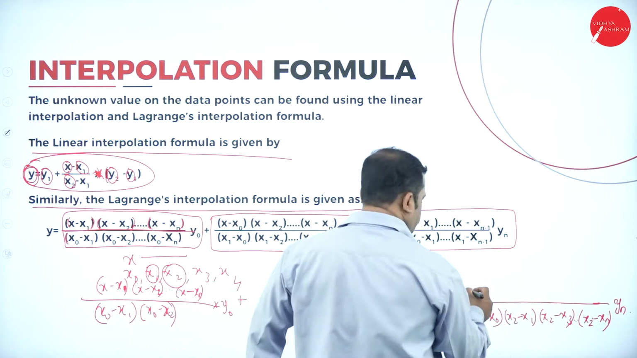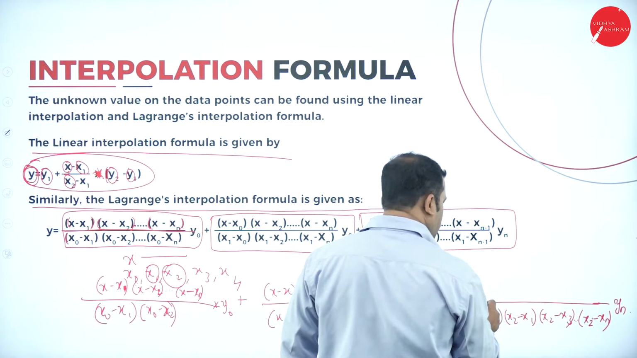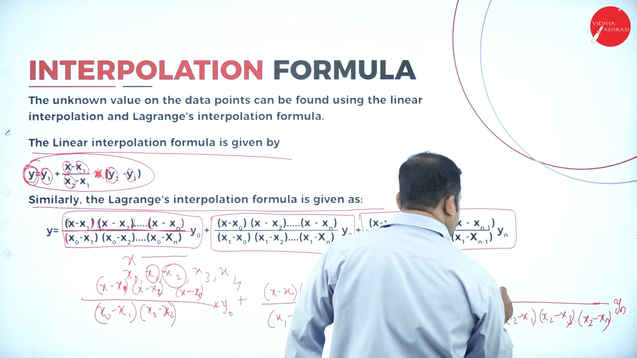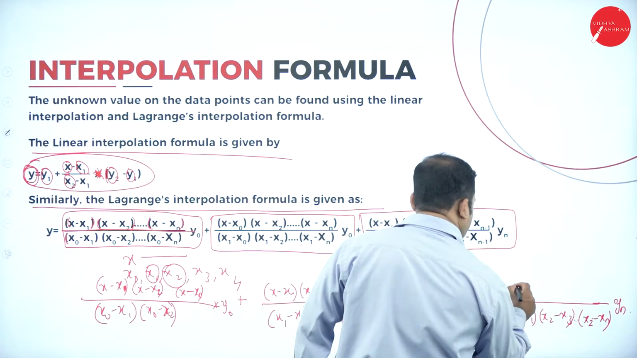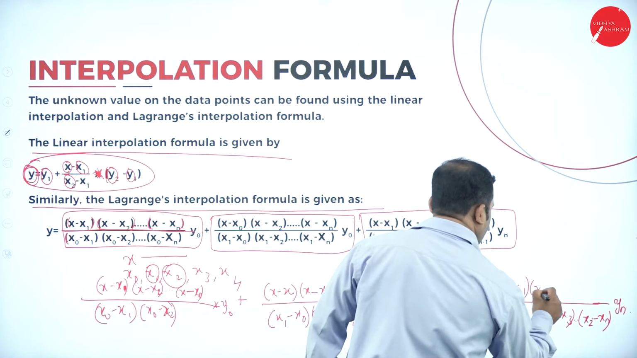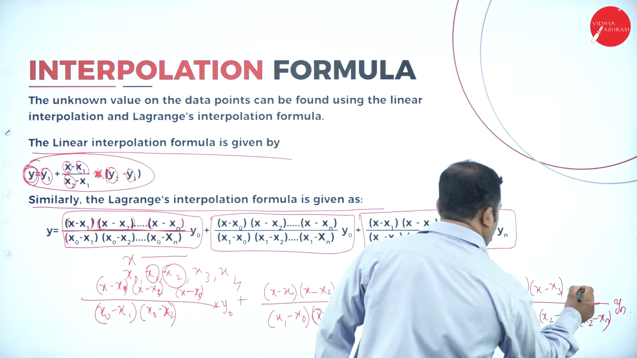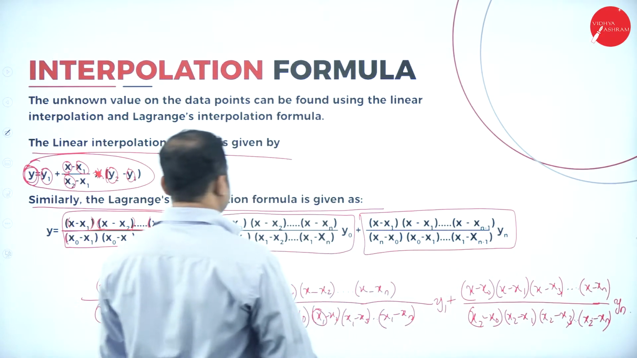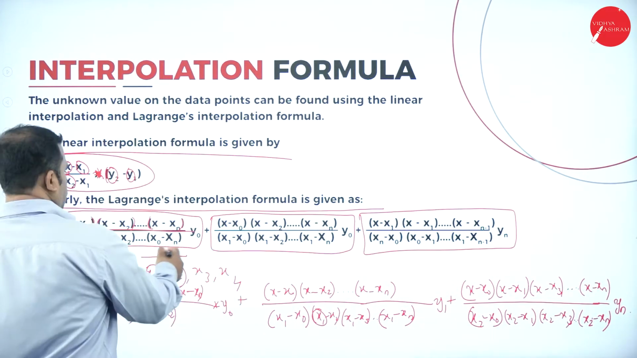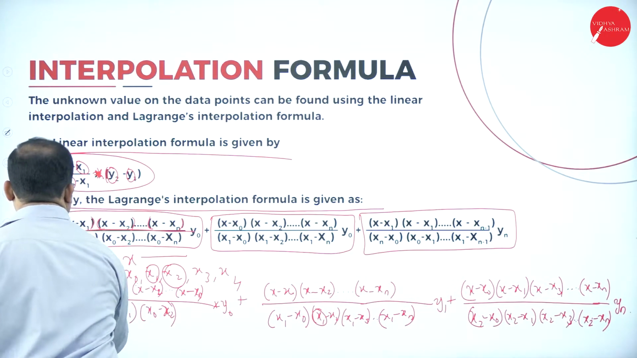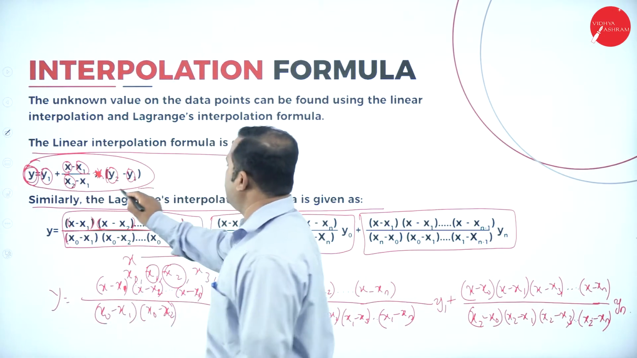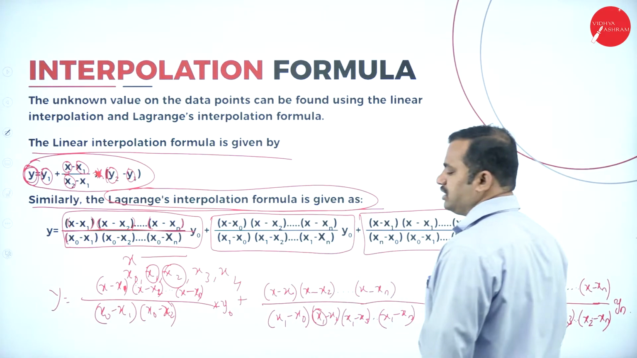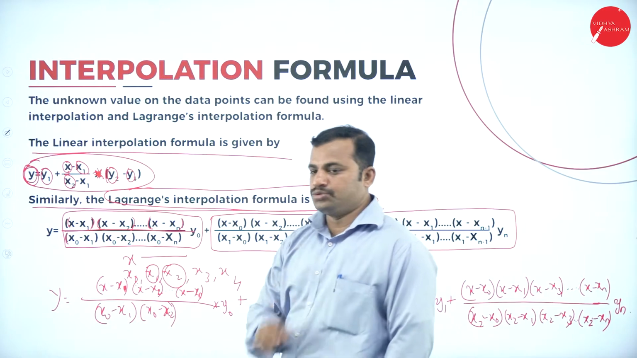Again, this is the second term, so I am leaving x2. In the numerator, x minus x0, x minus x1, x minus x3, so on up to x minus xn. That is the formula I am considering here. This defines the value of y. I can further expand this Lagrange's interpolation formula, which is expressed in terms of x0, x1, x2.